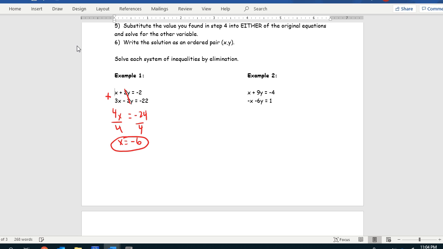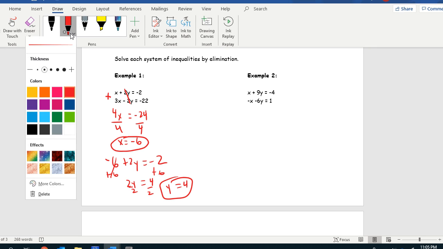So there is half of our answer. We can plug that negative 6 into either of the original equations. I'm probably going to plug it into the top one because the coefficients are smaller. All right, so in the top equation I have negative 6 instead of x, so negative 6 plus 2y equals negative 2. I'll add 6 to both sides. 2y equals 4. Divide by 2, and y equals 2. So our solution to this first system of equations is negative 6, 2.